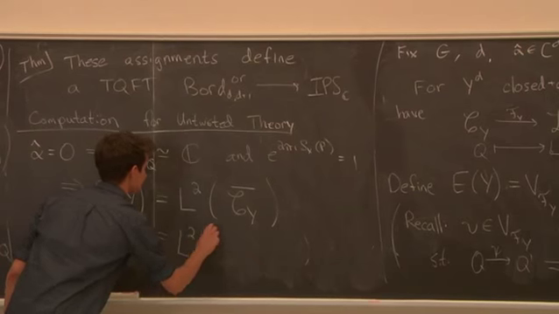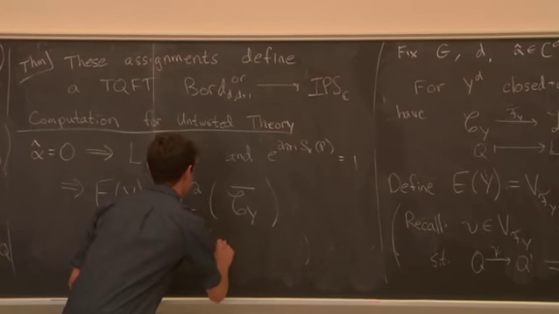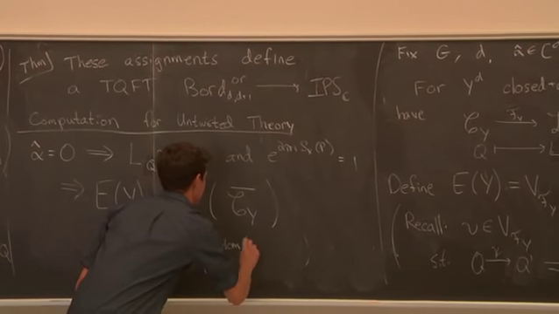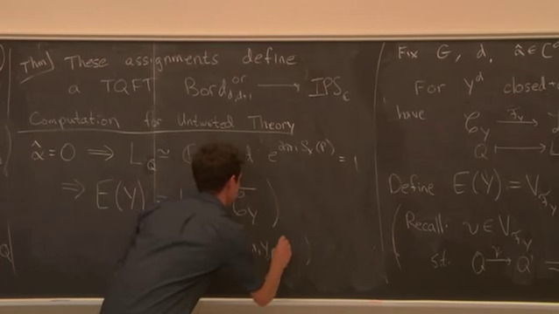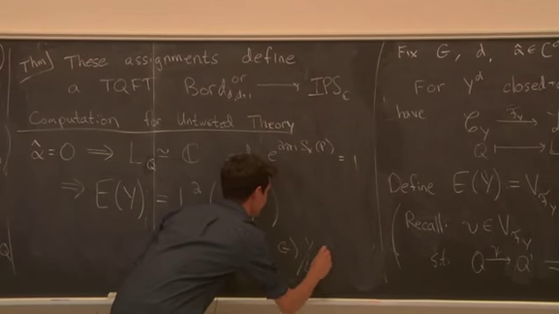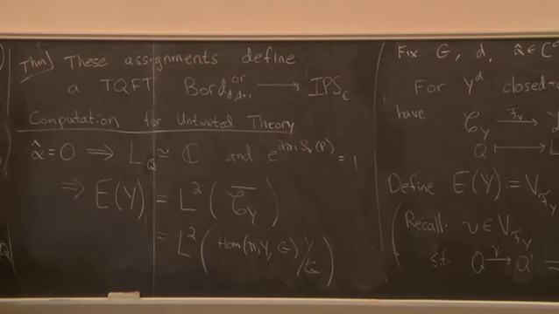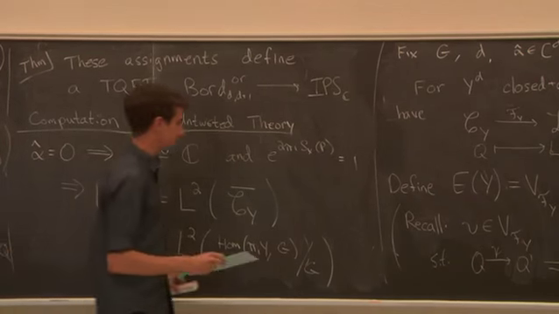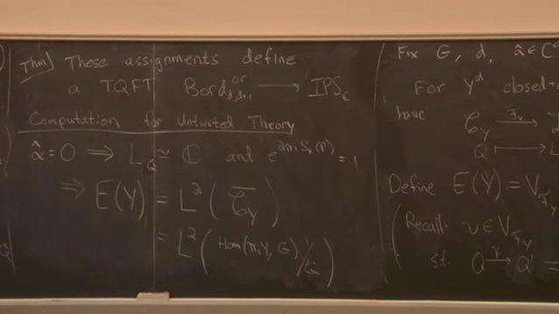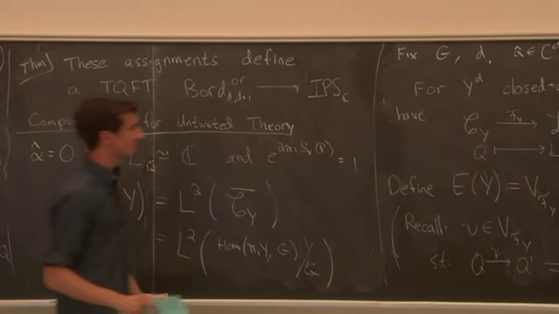And these isomorphism classes of bundles over Y, they're classified by homomorphisms from pi1 into the group up to conjugation if Y is closed and connected. Wait, what do you mean by L2? Like the usual L2 inner product.